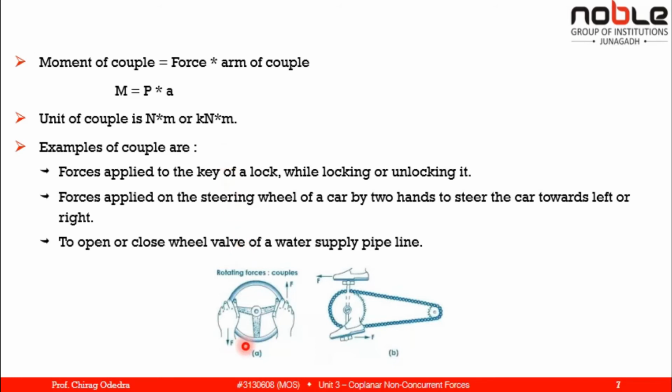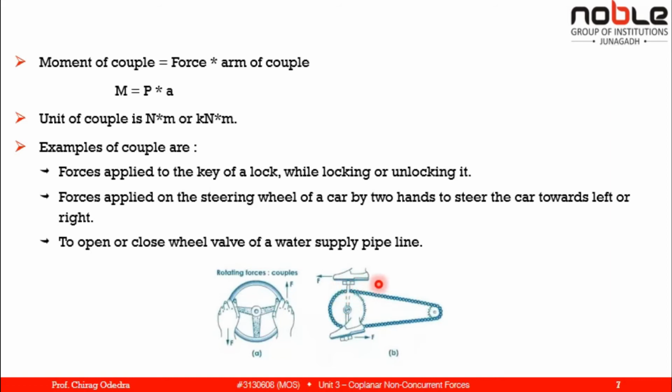If we want to understand it by figure, let us take the example of the steering wheel of a car. If we want to turn the car towards left, we have to apply the force from our right hand in upward direction and our left hand in downward direction. Then only the steering wheel turns towards left, right? So these forces are equal and both are in opposite direction. That means the lines of action are not the same. So these both forces are forming a couple.